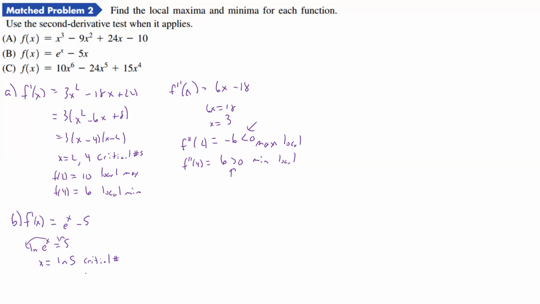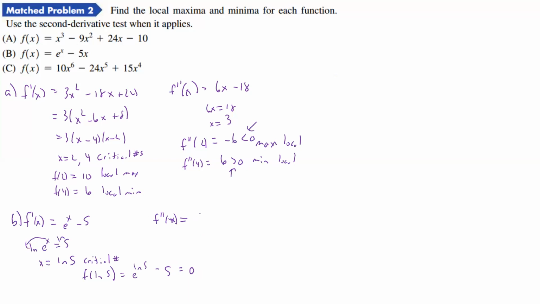And so if we do that, then f of ln of 5, and I've already calculated this because it's a funky number like this, is going to be what? Well, that's e to the ln of 5 minus 5. And guess what? That equals 0. Now, what are we going to do? We're going to find what f double prime of x is.